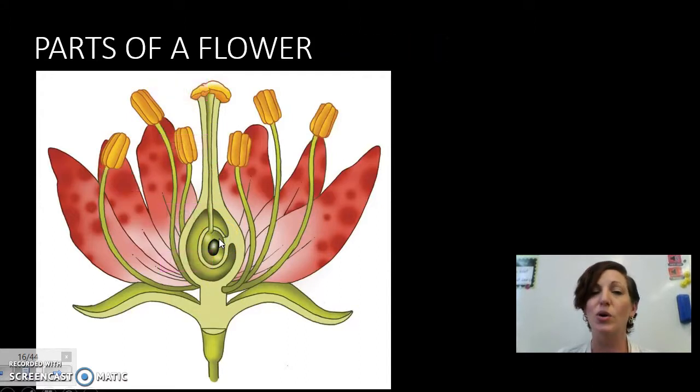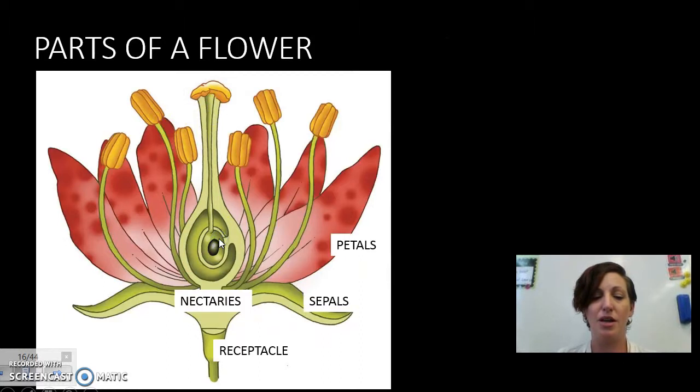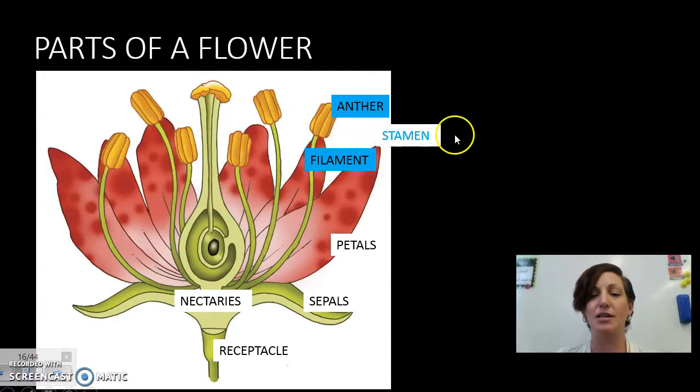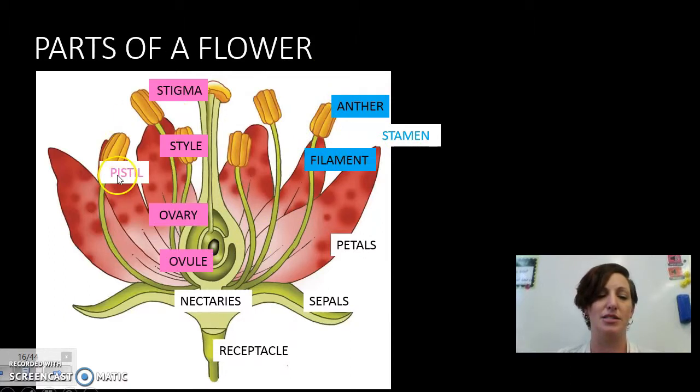So let's put them all together. Just to recap, we've got the nectaries, the petals, sepals and receptacle, which are the non-female or male parts of the flower. Then we have the stamen, which is the anther and the filament, and they are the male parts. And then we have the pistil, which comprises of the stigma, style, ovary and ovule, and those are the female parts of the flower. Okay, that's flowering.